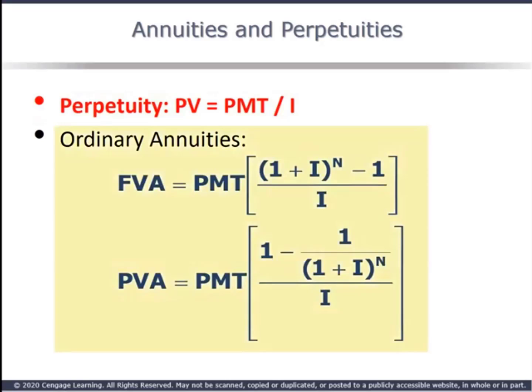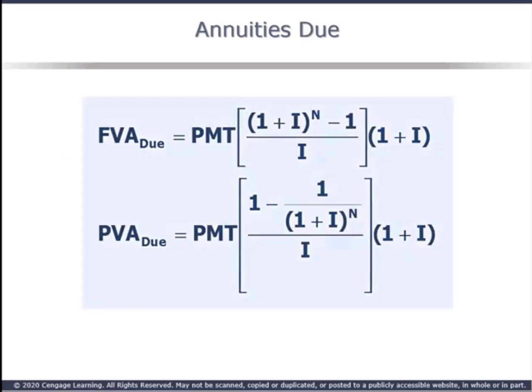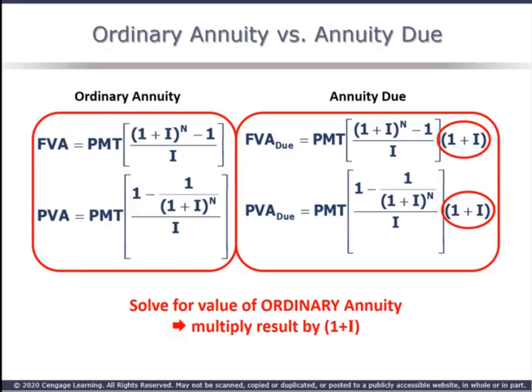The formulas for the future value and present value of an ordinary annuity are shown on the slide. I have no expectations that you'll actually use these formulas, but I'm showing them for a reason. These are the future value and present value formulas for annuities due. Note the difference between the two pairs of formulas. The value of an annuity due, future value or present value, equals the value of a comparable ordinary annuity times 1 plus the interest rate. This provides us with a solution technique.